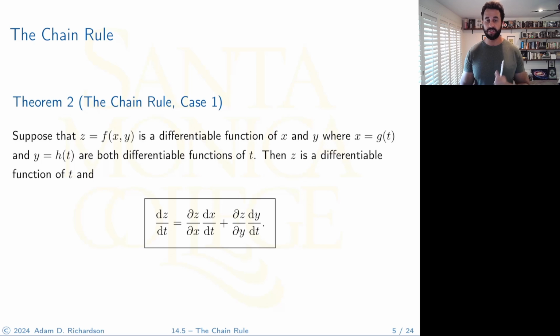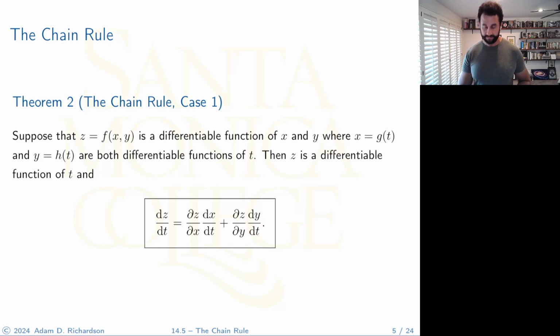In a function of two variables, this is what it looks like. Suppose that z equals f of x, y is a differentiable function of x and y, where x is a function of t and y is a function of t, and those are both differentiable functions of t. Then what we know is that z is also a differentiable function of t, and the chain rule becomes this. That's it right there.